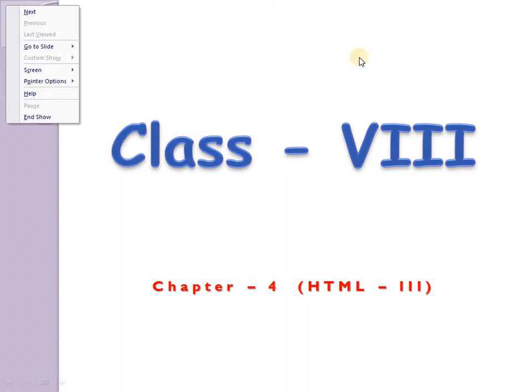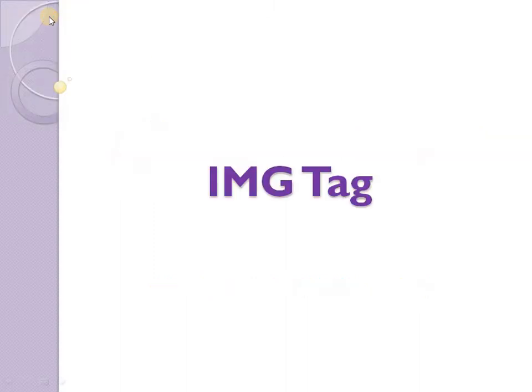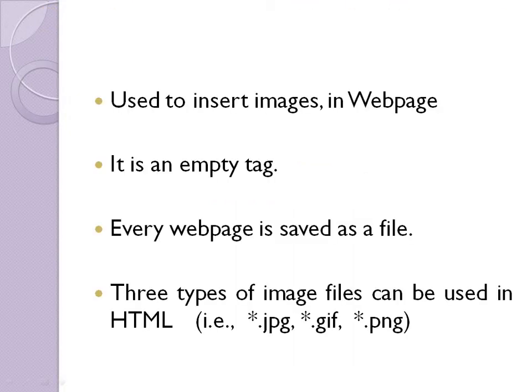Okay, so we will start from the image tag, the IMG tag, and it is known as the image tag. What is the use of this tag? This tag is used to insert a picture on the HTML page or on the website. See how we can do this. It is very easy to insert any image on the website or the web page.